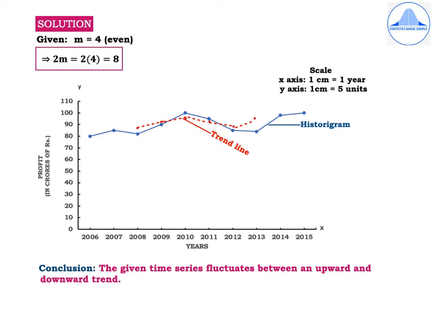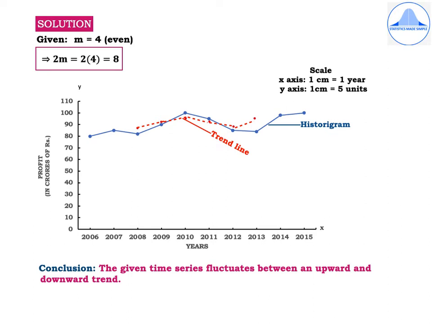On the x-axis you take the years, and on the y-axis you will have profit in crores of rupees, and on the x-axis the years are from 2006 to 2015, and on the y-axis I have the values as from 0 to 110. Now first plot the histogram or the actual values corresponding to the years. So for 2006 mark 80, for 2007 mark 85. Continue in this manner. For 2013 mark 84, 2014 98 and 2015 you mark 100.